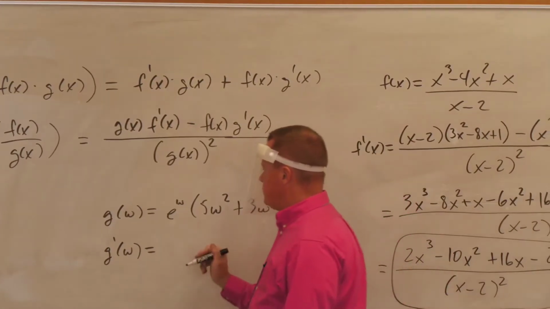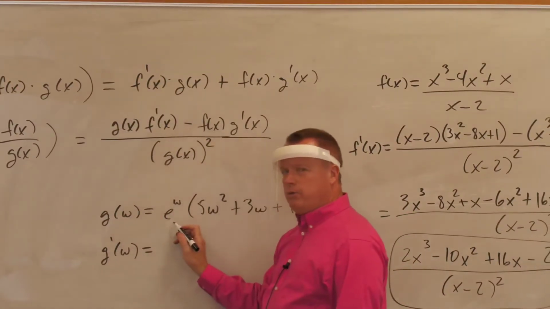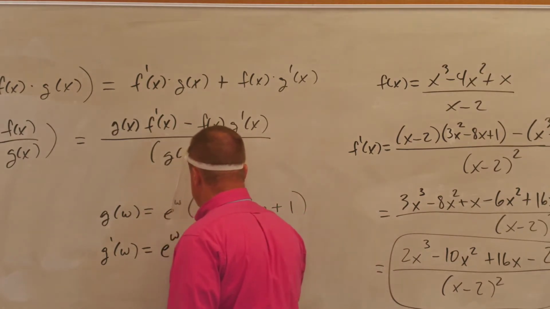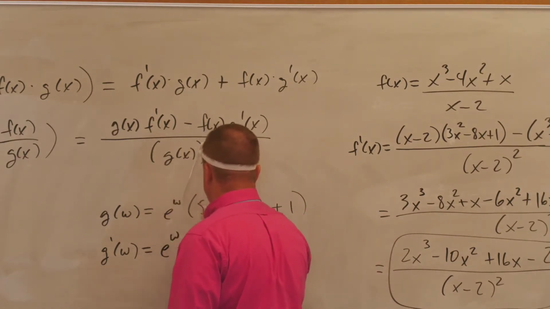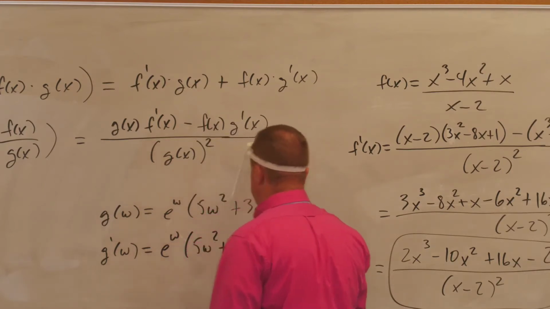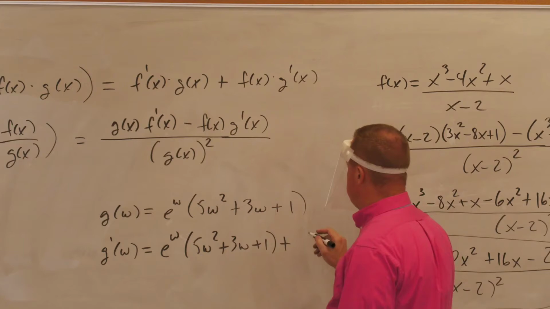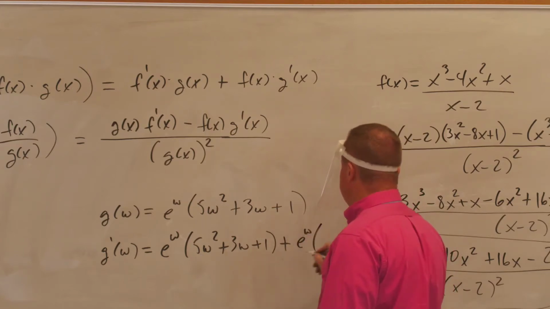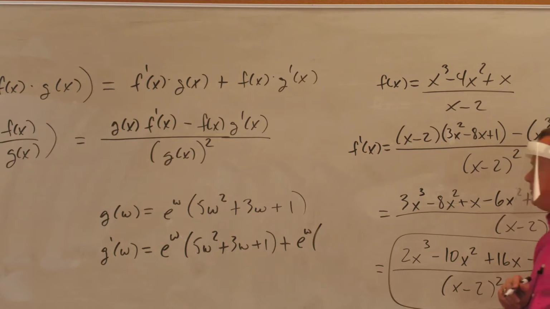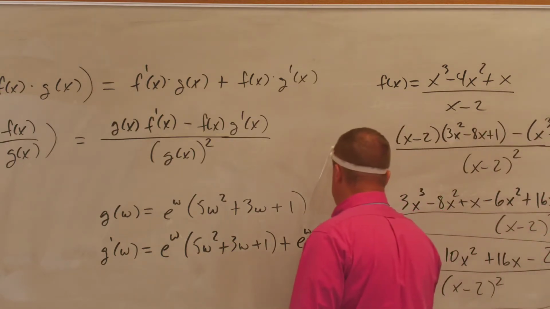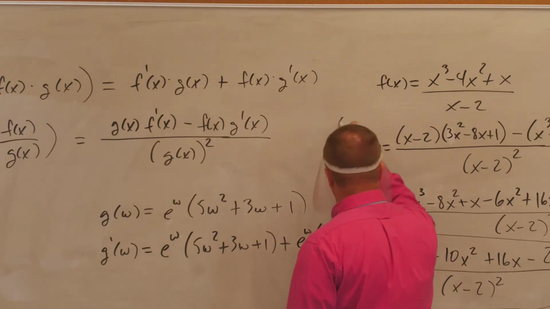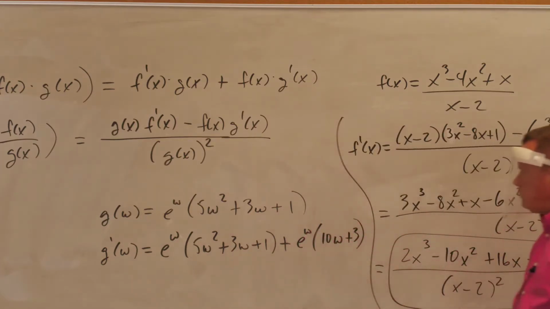So the derivative of e to the w would be what? E to the w. So that's the derivative of the first, then times the second, plus the first, e^w, times the derivative of the second. So the derivative of 5w squared plus 3w plus 1 would be 10w plus 3. Okay?